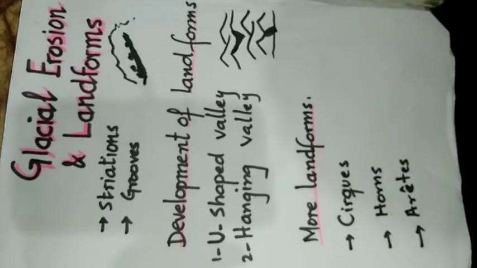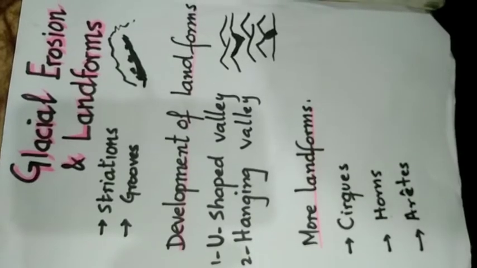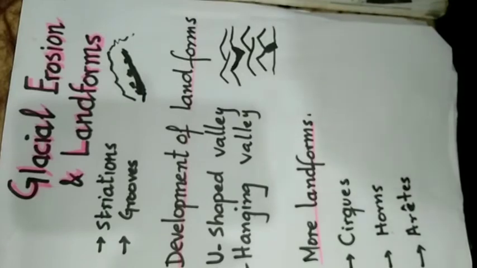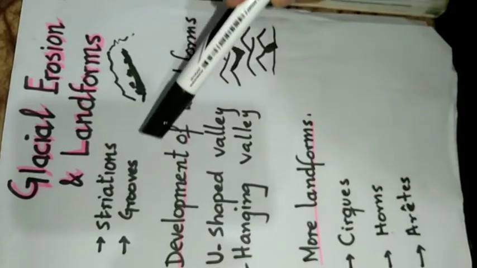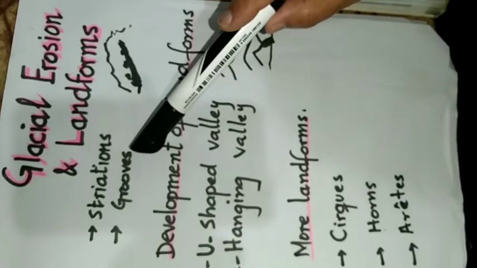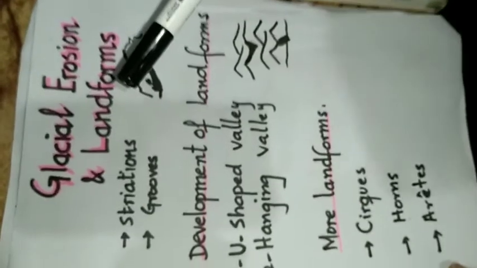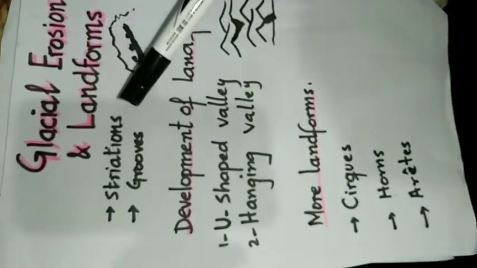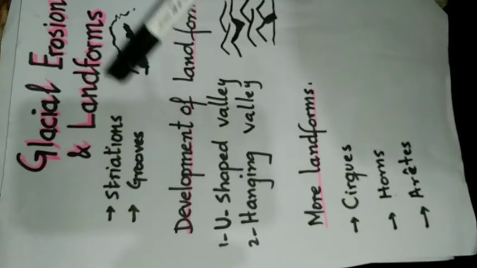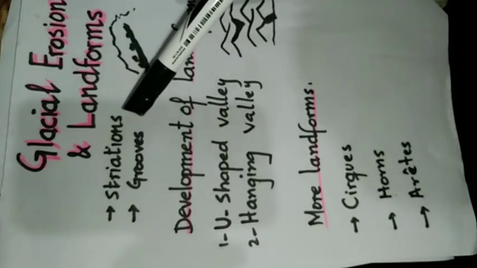When a glacier moves, it erodes the surface in two ways. One is called plucking and another is called abrasion. During this erosion, two types of scratches are made. The narrow scratches are called striations and the broad, deep scratches are called grooves. These are the two types of scratches created by glacial erosion.